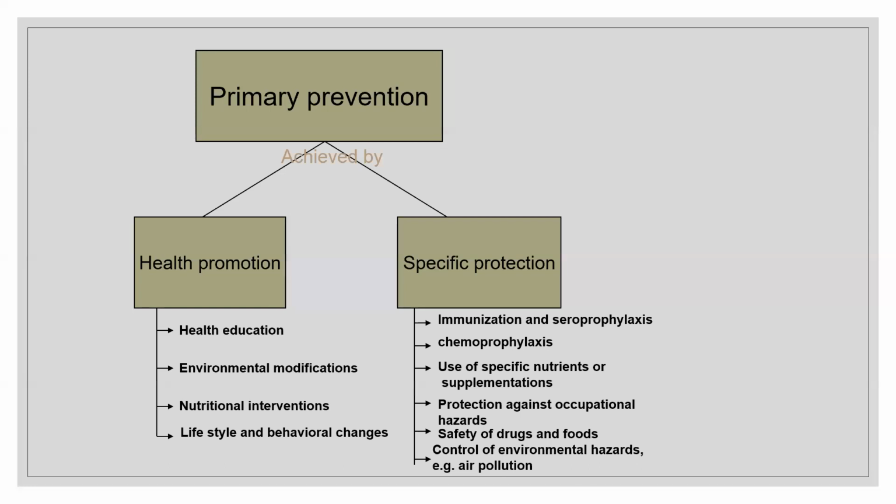Another thing you can do under health promotion is environmental modifications. For example, stopping air pollution, because we know that there is a causal link between exposure to environmental air pollution, especially air, land, and food pollution, and development of non-communicable diseases.